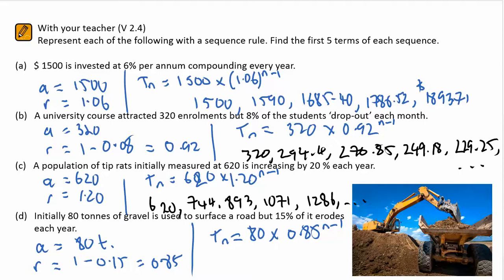Entering that into your calculator, start at 80, the next year 68, and so on.